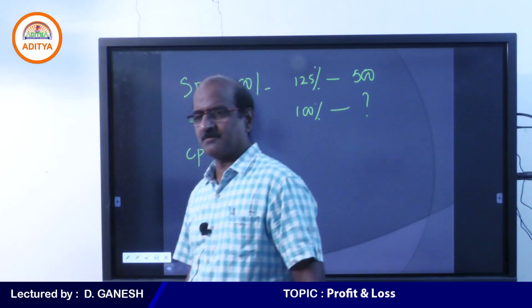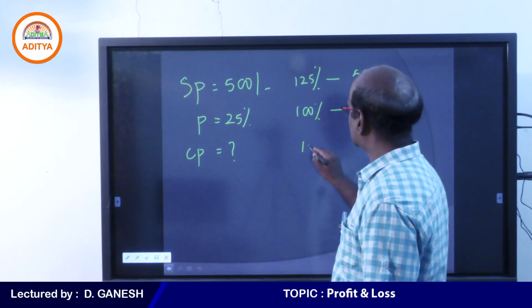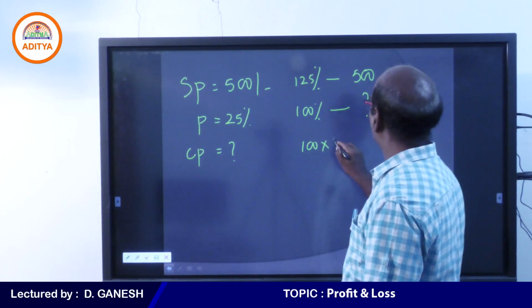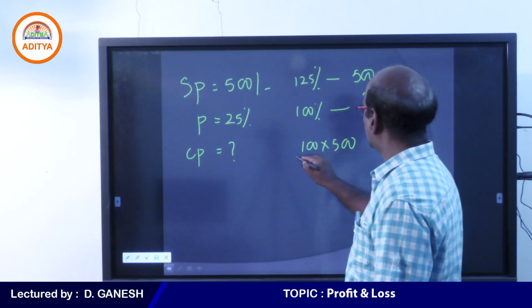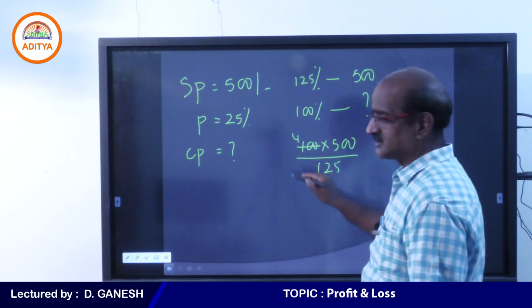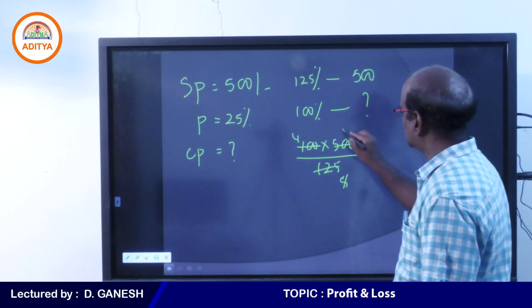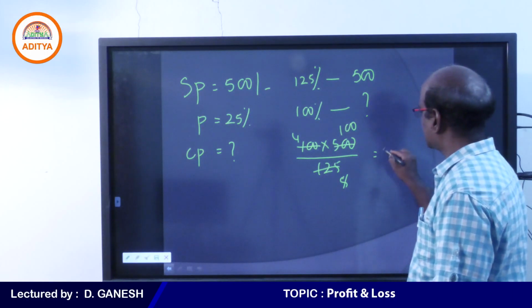So 500 rupees is equal to 125%. So 100% is equal to how much? 100 into 500 divided by 125. So 25 cancels for 4 times, 25 cancels for 5 times, and hence your answer must be 400.